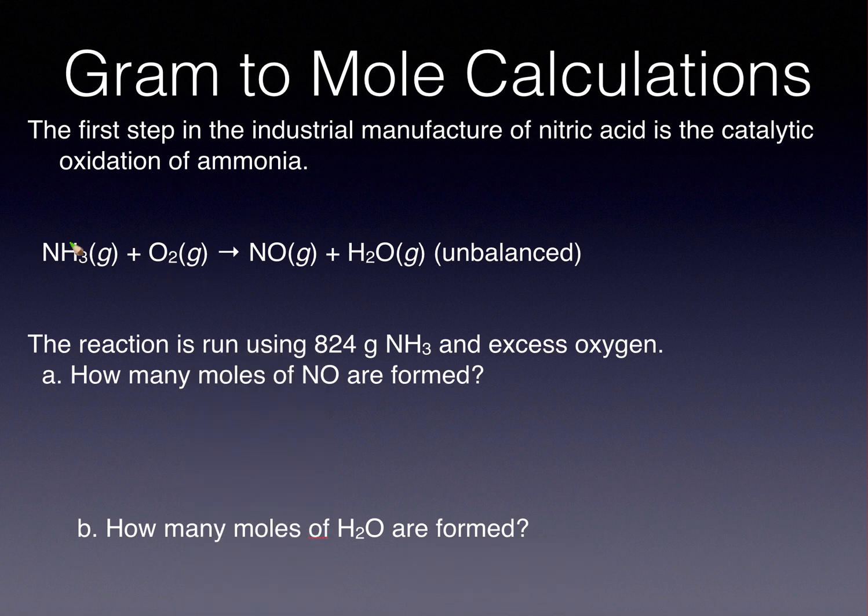We'll start off, we'll put a 3 here. We'll put a 2 here. We'll put a 2 here. Let's see. So now we have 2 nitrogens on both sides. We have 6 hydrogens on both sides. And now we only have 2 oxygens here and 3 oxygens from here. So that's 5 O. So 2 times what will give me 5? 2.5. So I need to multiply everything by 2.